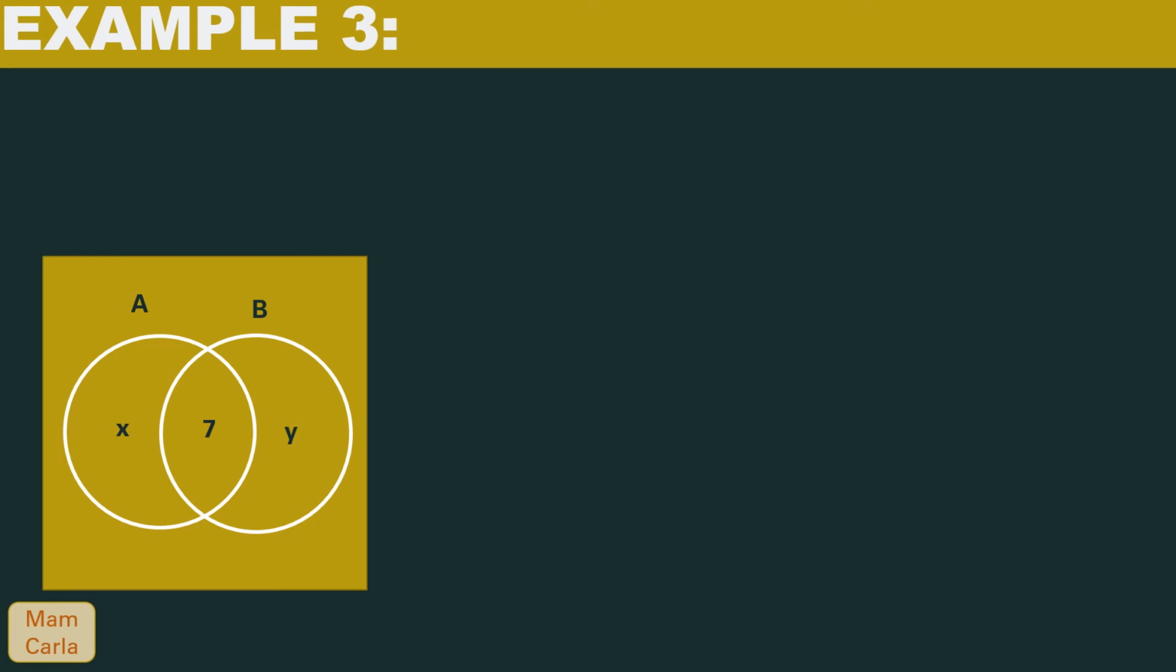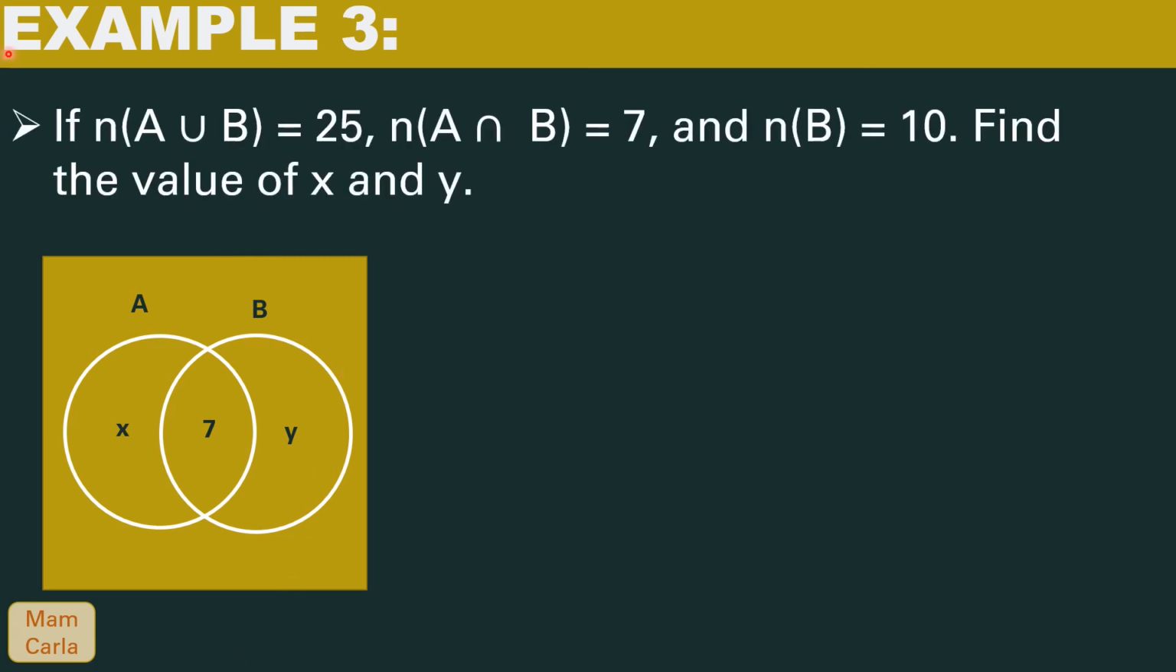For example number 3, let us refer to this Venn diagram. So if the cardinality of A union B is equal to 25, and the cardinality of A intersection with B is equal to 7, and the cardinality of event B is equal to 10. Find the value of X and Y. So this is our event A, and this is our event B. So for us to be able to find the value, let us first deal with the value of Y.